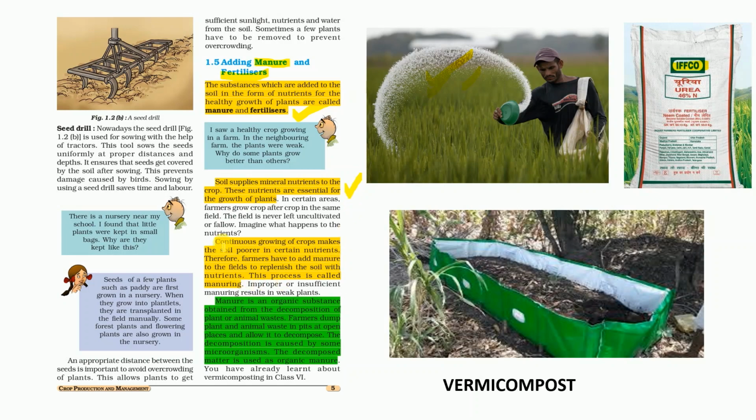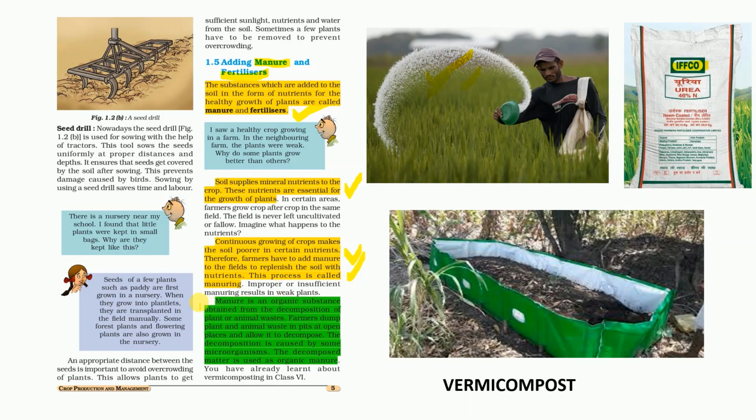And now, why do we use the manures or fertilizers, or why do we add this manure and fertilizers to the soil or land? This is most important. These are the reasons for adding the fertilizers and the manures: the continuous growth of the crops makes the soil poorer in certain nutrients. Therefore the farmer uses the manures and the fertilizers to replenish the soil with the nutrients. So this is the process of fertilizing and manuring.